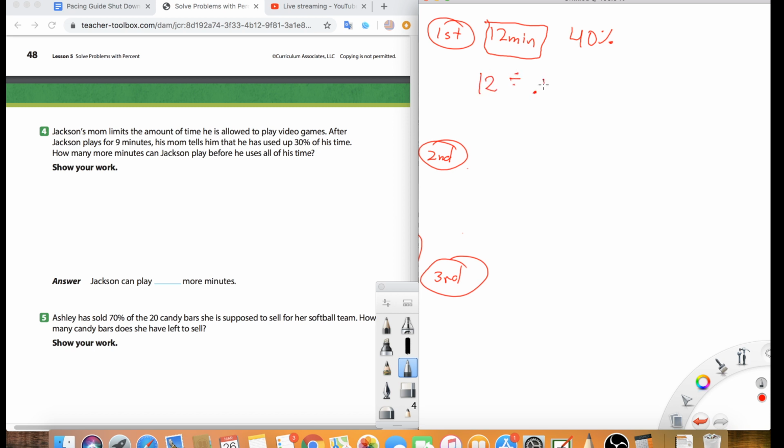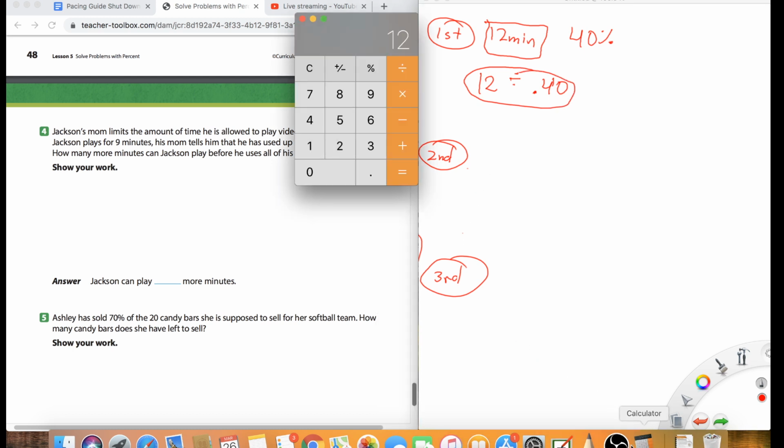Remember, if your answer is going to be bigger in the beginning, like you're trying to find a bigger number than this, you have to divide by the percentage. If you're trying to find a number smaller, then you're multiplying by the percentage. But for this one, we're going to be dividing 12 divided by 0.40. So we're going to have 12 divided by 0.40, and we get 30 minutes.